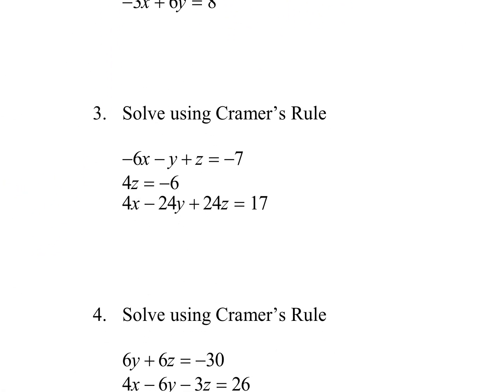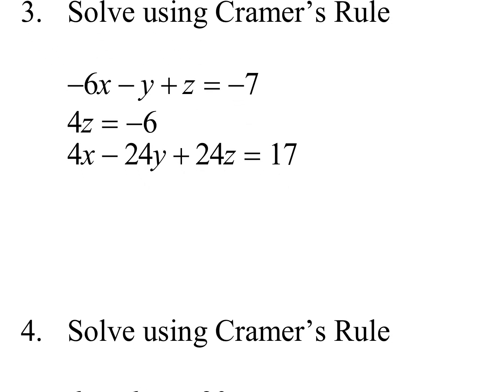So 3, we want to solve using Cramer's rule. Same thing, make sure your terms are in line or in order. Be careful, because looking at our second equation, we don't have an x and we don't have a y, so zeros are going to go in those spots. So to find our determinant, first row is going to be -6, -1, 1. Second row, 0, 0, 4. And the third row, 4, -24, 24.